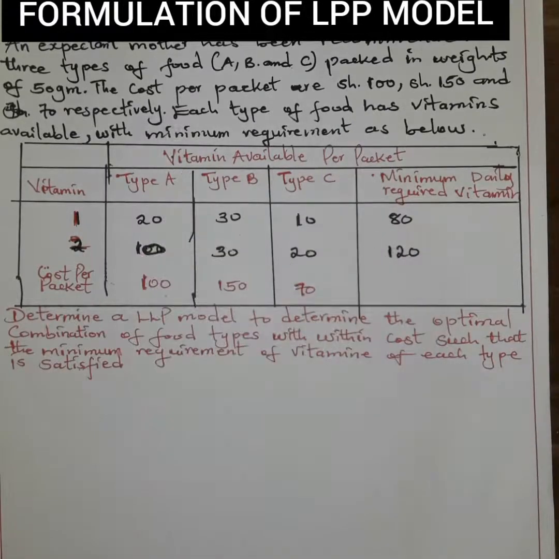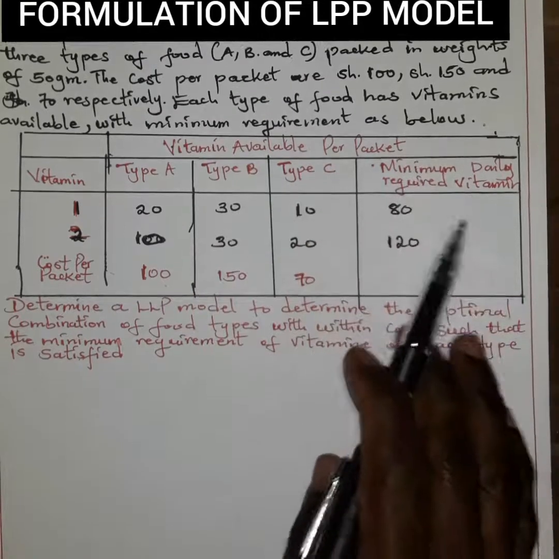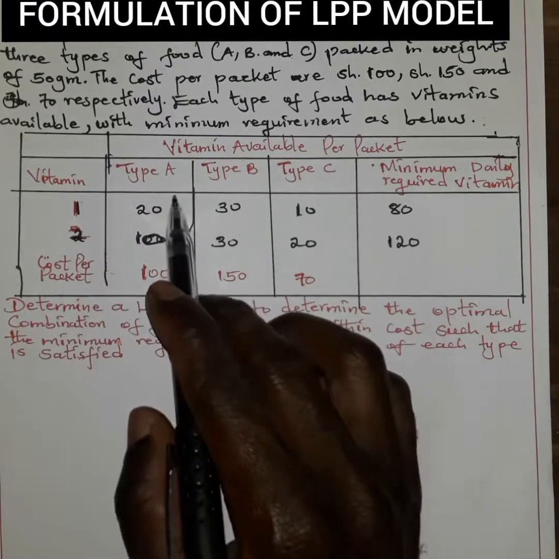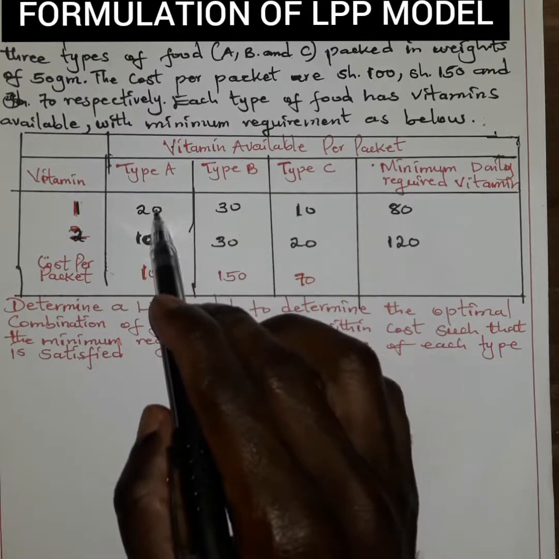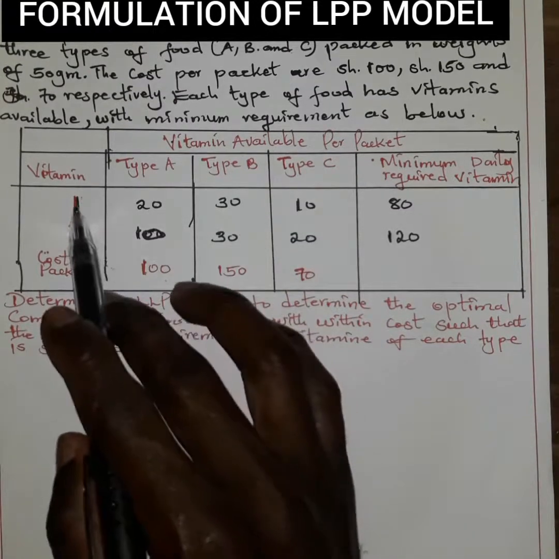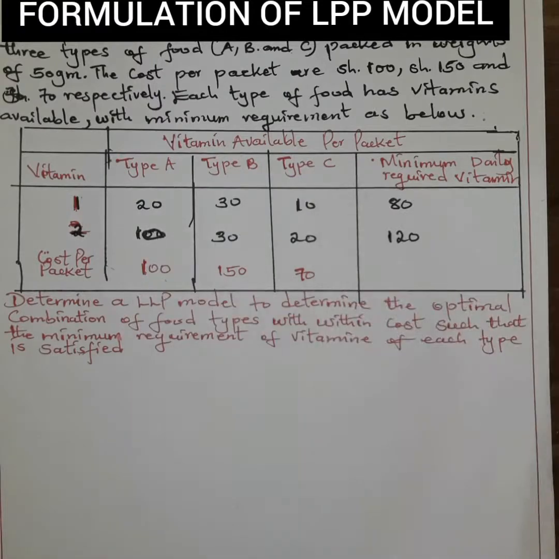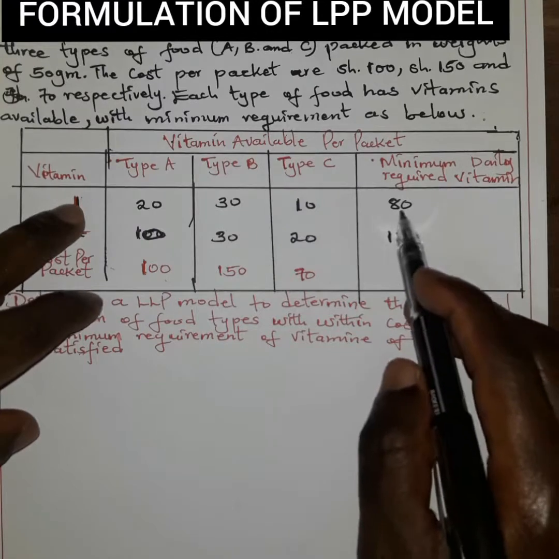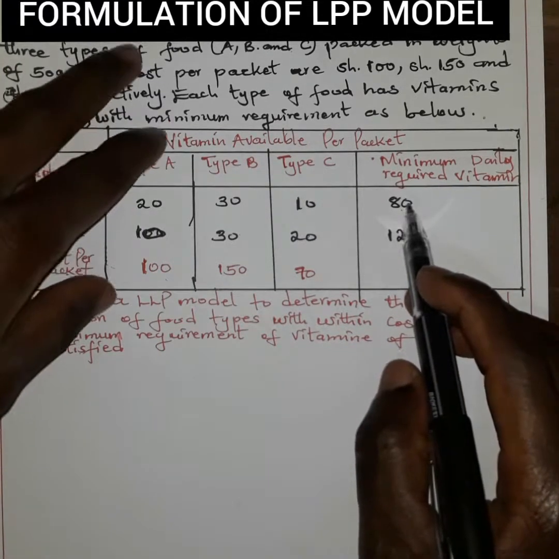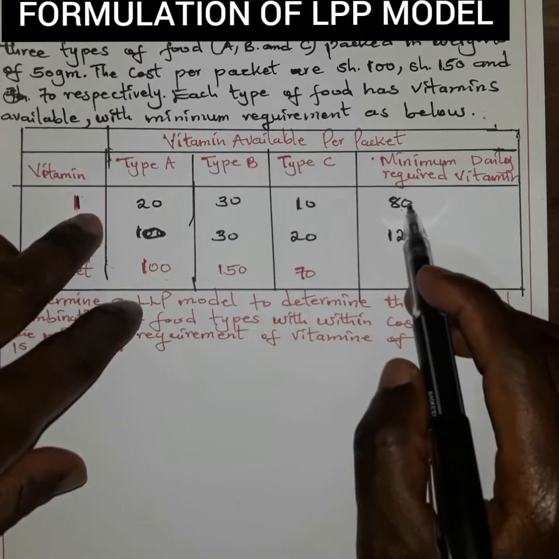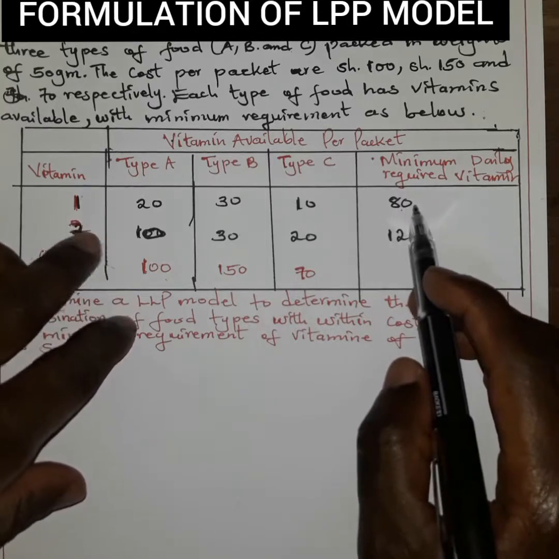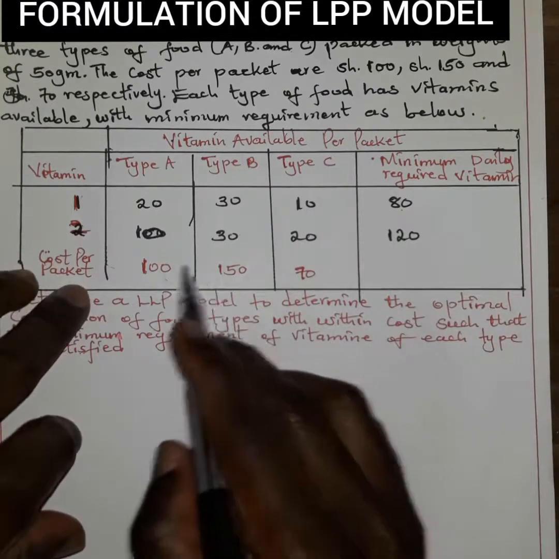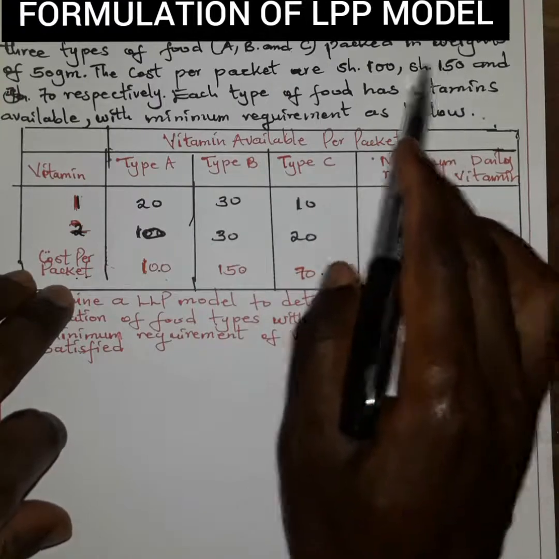Each type of food has vitamins available with minimum requirement as below. So we have the types of food A, B, and C. Vitamins available in food A, B, and C are vitamin 1 and 2. For example, in food A, the vitamin available is 20 grams, and in food B the vitamin in the same type of food is 10 grams. But for vitamin 1, the minimum daily required vitamin is supposed to be 80. In other words, this particular expectant mother is not supposed to go below 80 grams in any single day. Same to vitamin 2, she's not supposed to go below 120 grams. And of course, the cost per packet are 100, 150, and 70, as we have stated before.